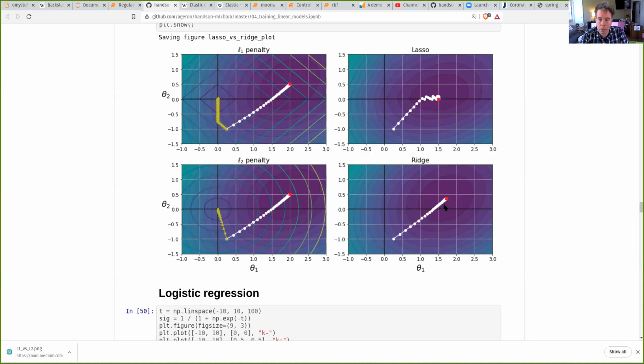That's a good observation. But with ridge regression, we don't penalize Manhattan distance. We penalize just Euclidean distance from the origin. So here's the original optimum. Yeah, that's what I was trying to say: the distance between the origin and the point is different between L1 and L2.